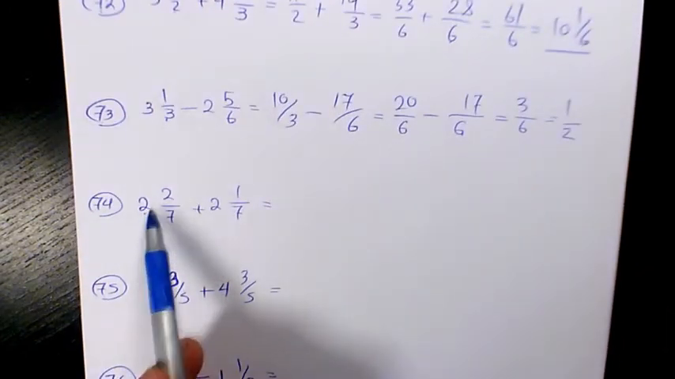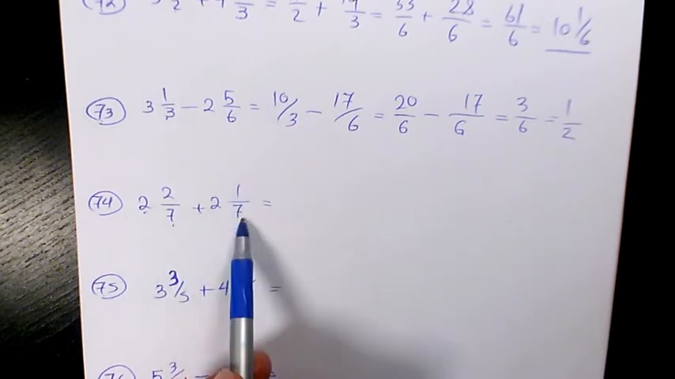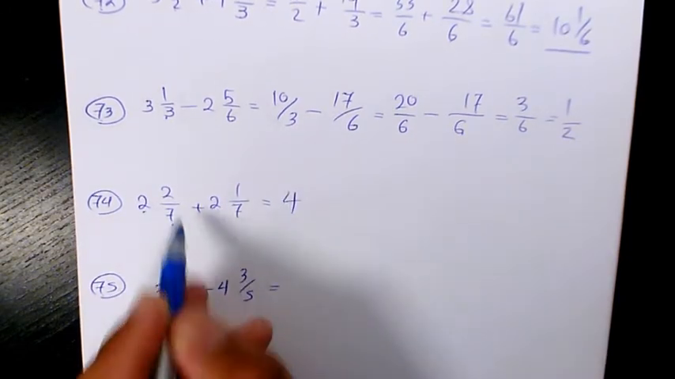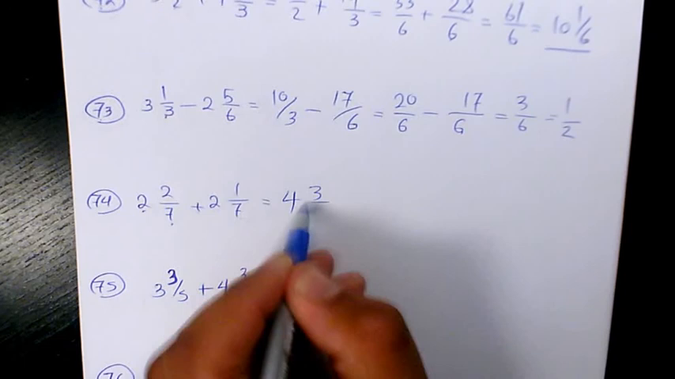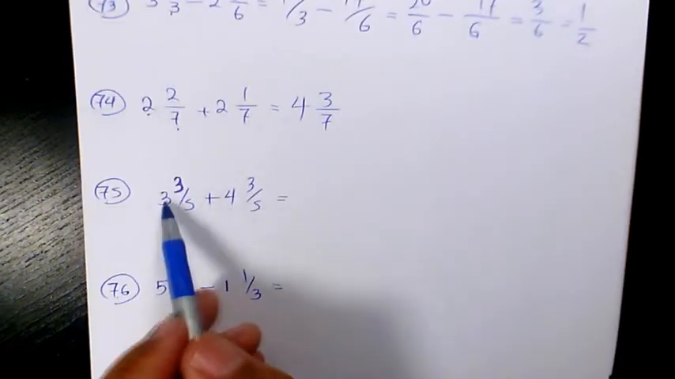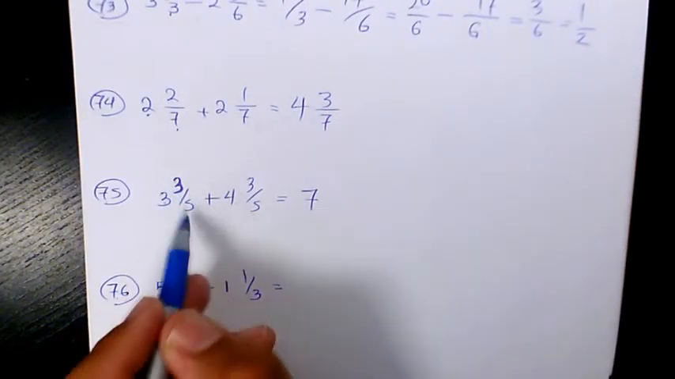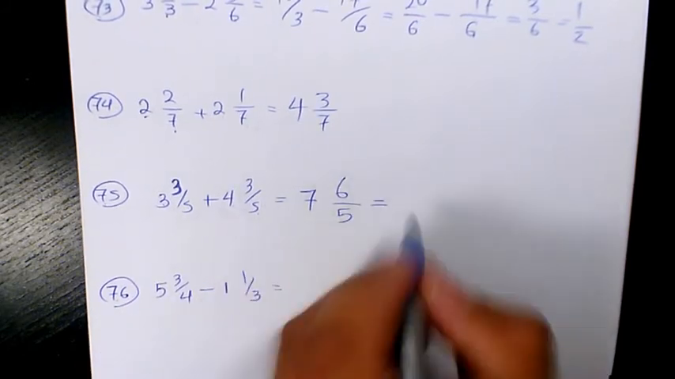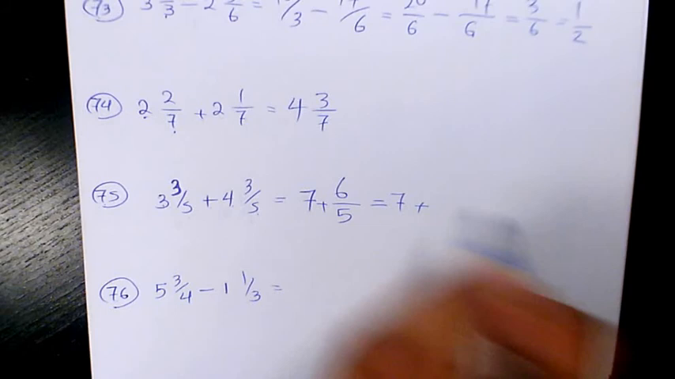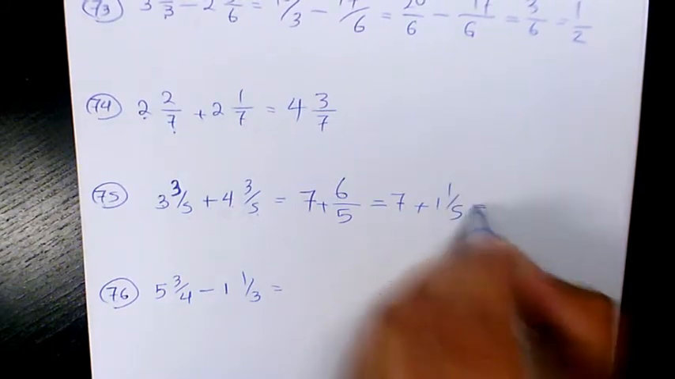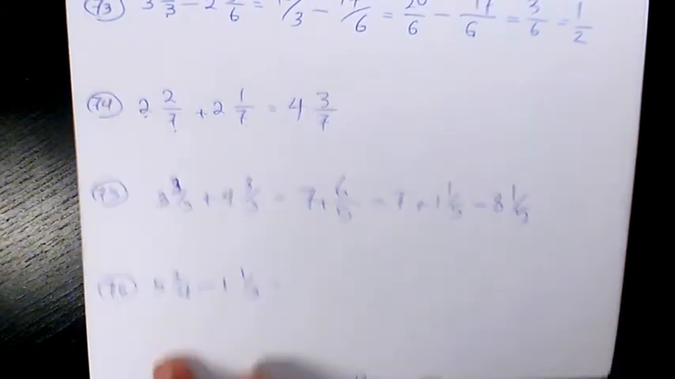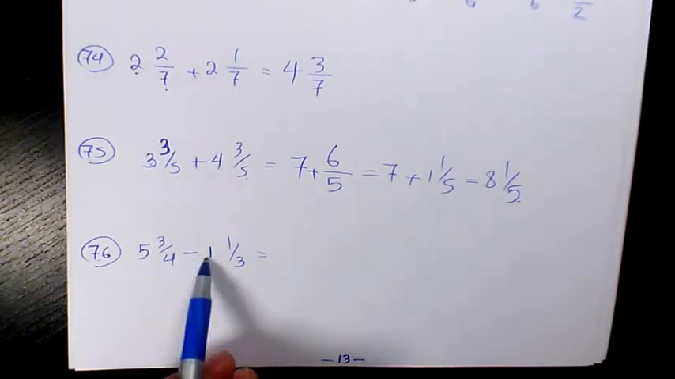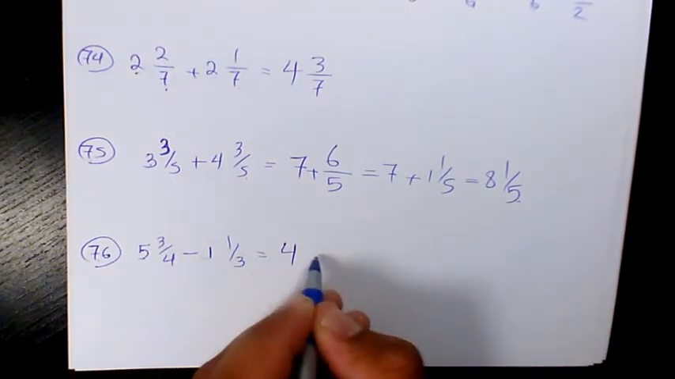Next one. 2 2/7 plus 2 1/7. 2 plus 2 is going to be 4. 2 over 7 plus 1 over 7 is going to be 3 over 7. 3 plus 4, 7. 3 over 5 plus 3 over 5 is going to be 6 over 5. 6 over 5 is going to be 1 1/5. That's going to be 8 1/5. 5 minus 1 is going to be 4.